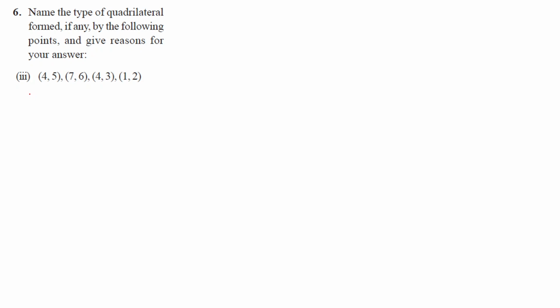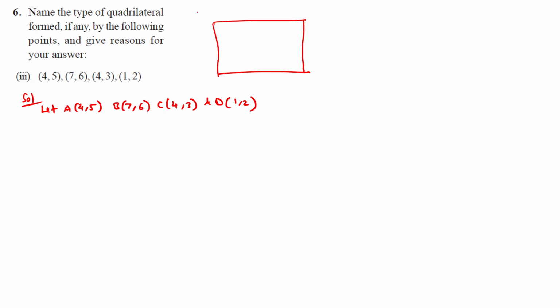7.1 exercise, 6th question, third subdivision. Okay, so again we need to find which type of quadrilateral it is. They have given 4 points, so let A of 4 comma 5 and B of 7 comma 6, C of 4 comma 3 and D of 1 comma 2, and we can draw the figure. So A of 4 comma 5 and B of 7 comma 6 and C of 4 comma 3 and D of 1 comma 2. Okay, we need to find all the possible distances.